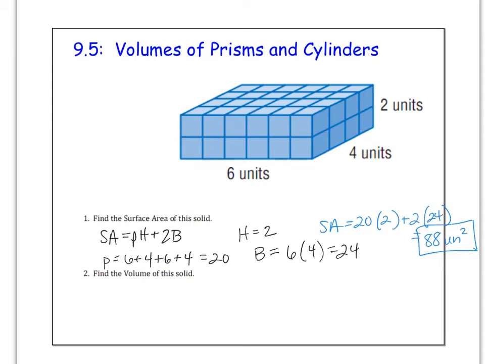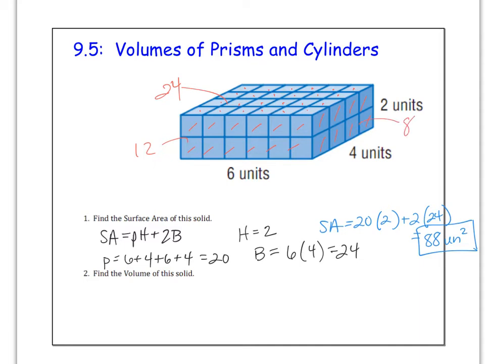If we look at this picture and we look at the top, there's 1, 2, 3, up to 24 squares. And then if you look at the front, there's 12 squares on the front. And then on the side, there's 8 on the side.